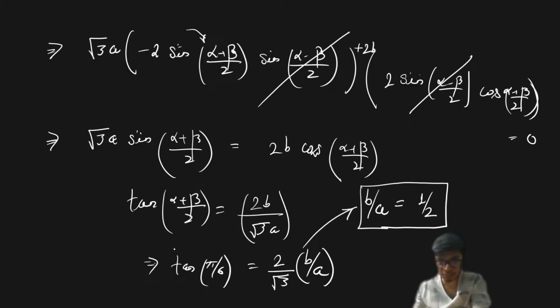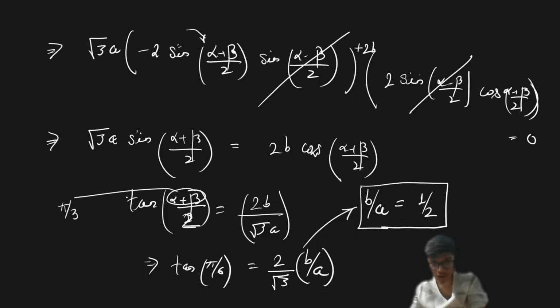Yes, I am repeating. See, from this particular equation, once I am solving this equation, I get tan of alpha plus beta by 2 is equal to 2b upon root 3a, right? Then alpha plus beta is basically given as pi upon 3. So tan of alpha plus beta by 2 will be equal to tan of pi upon 6, and tan of pi upon 6 is basically 1 upon square root 3, right? So therefore this root 3 and this root 3 will cancel. So b upon a is equal to 1 upon 2.